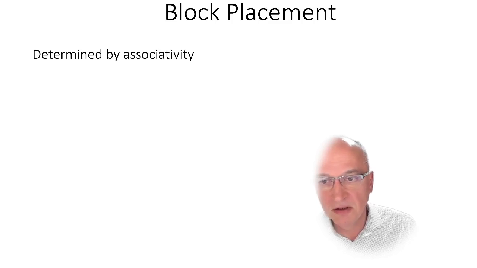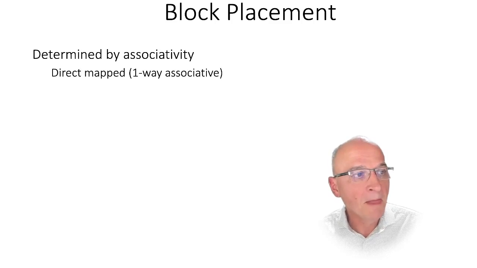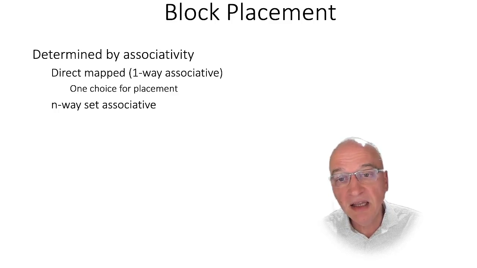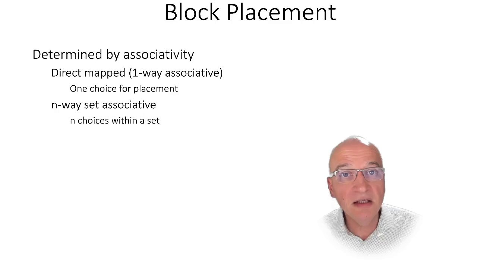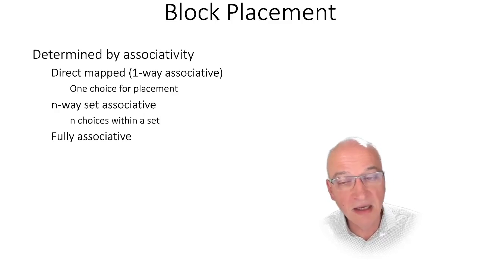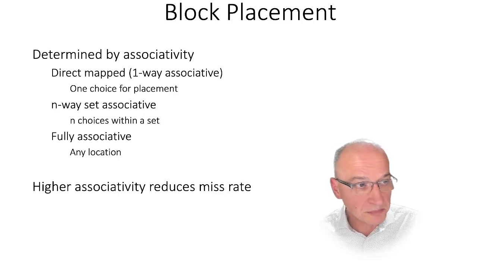So looking at block placement, the block placement is determined by the associativity. So if I have a direct mapped cache, that is a one-way set associative cache. In that case, there is a direct placement, and all I need to do is to decode the index. So there is only one choice for placement in a direct mapped cache. If I have an n-way set associative cache, then there will be n choices inside the set of where I can place this block. And if I have a fully associative layer in my hierarchy, then I can put this new block in any location in that layer.